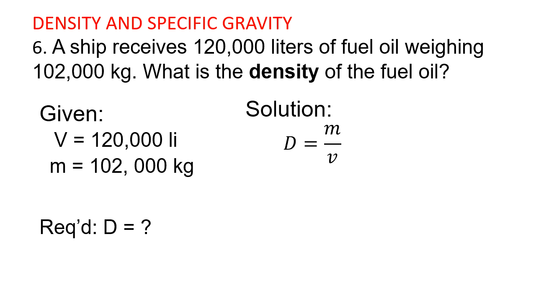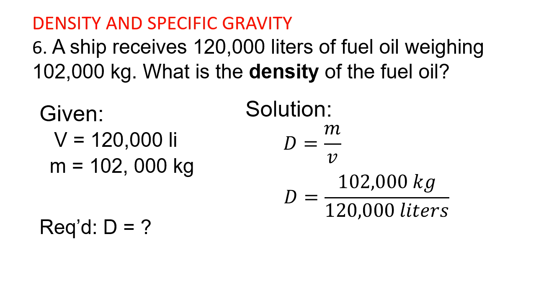Again, the formula is density equals mass over volume. We will simply substitute our given, which is 102,000 kilograms for mass and 120,000 liters for volume. Divide them, we get 0.85 kilograms per liter. Hence, the density of the fuel oil is 0.85 kilograms per liter.